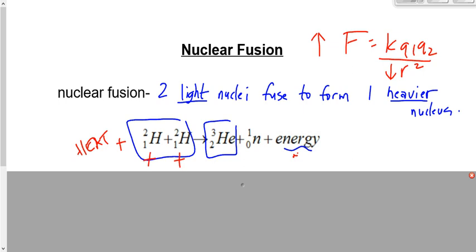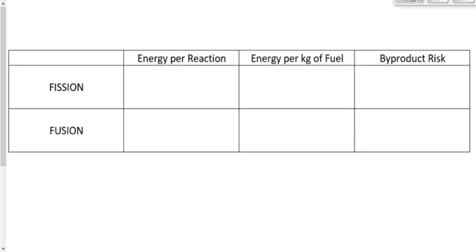Which one do you think is more powerful? Fission or fusion? Well, it's a bit of a loaded question. Some people said fission, some people said fusion. Well, you're both kind of right, actually. If we look at a single reaction of fission versus fusion, fission will produce more energy and fusion will produce less.